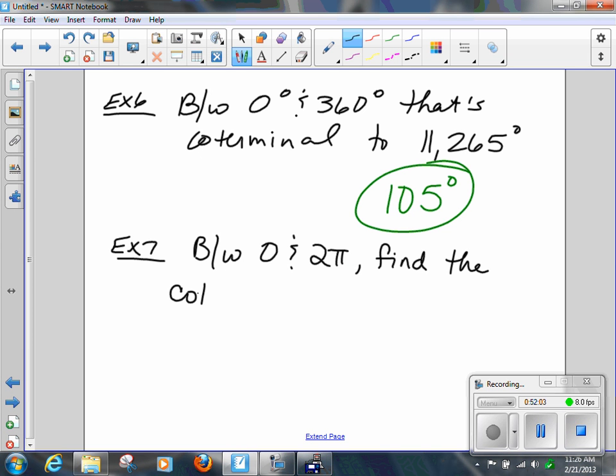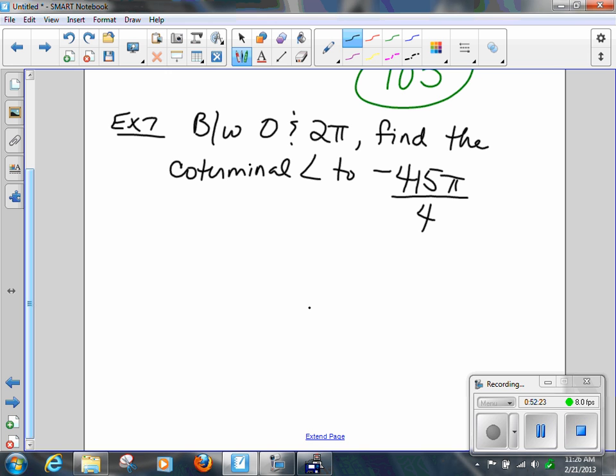Find the coterminal angle to negative 415 pi over 4. What? Told you it's going to make you cry. Now, let's think about it. Don't make this difficult. Think about what we went over at the first part of class today. We converted from radians to degrees and degrees to radians, didn't we?